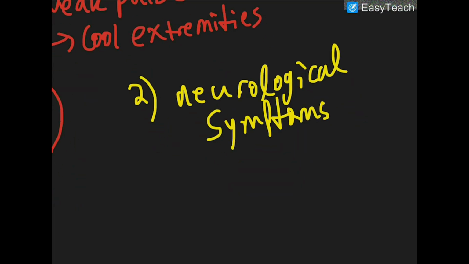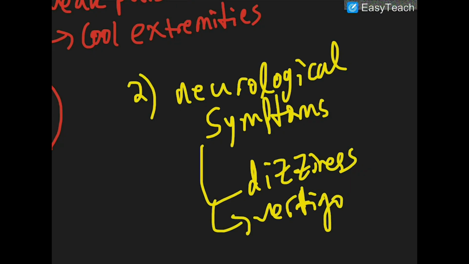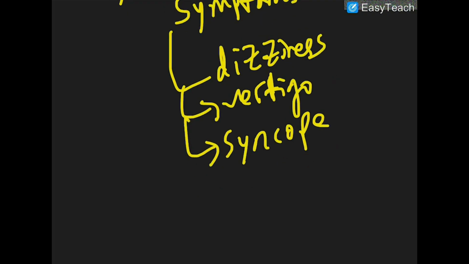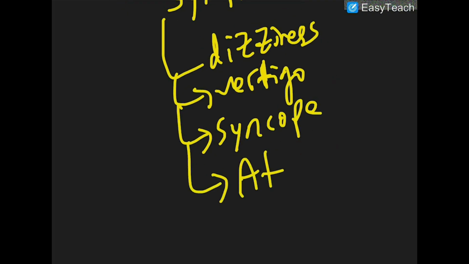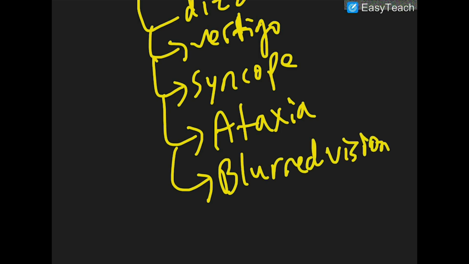And so some of that would be dizziness, right? Vertigo, syncope, right? Because you're taking blood away from the brain, so you may have a syncopal episode, and you may even see balance issues, right? So you may see ataxia. And of course you can see things like blurred vision, right? Especially because, again, you're taking oxygen away from the brain because you're taking blood flow away from the brain, right?